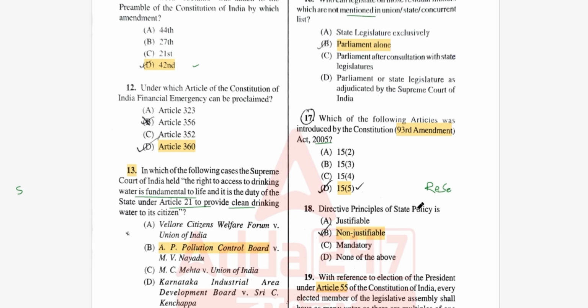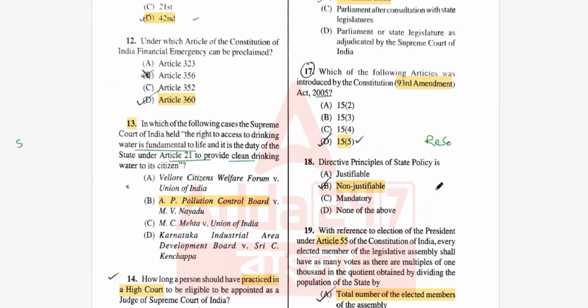Okay, now next question: the Directive Principles of State Policy are non-justiciable, that is, you cannot challenge in court that the state is not implementing the directive principles, but it is a moral sanction on the state to implement them.